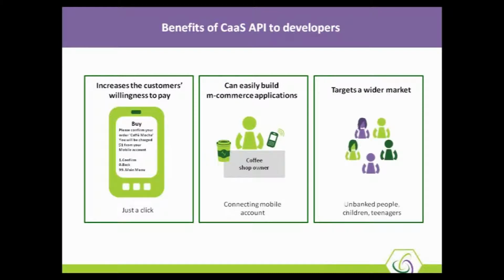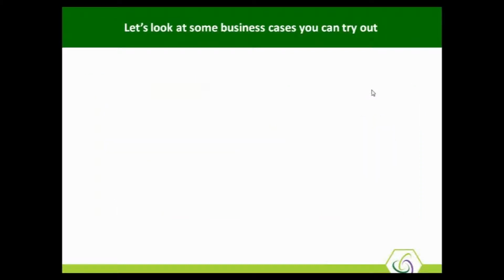As we mentioned in a previous slide, you can target a wider market by enabling payments via mobile account. Your application can reach unbanked people, children, teenagers, people who are reluctant to use credit cards, and people from rural areas. Let's look at some business cases that you can try out.